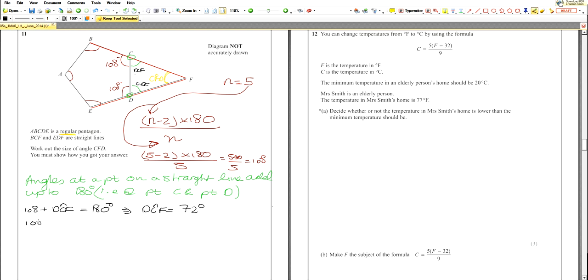Similarly, 108 degrees at point D now. So that's going to be angle CDF. That's also equal to 180 because angles at a point on a straight line equal 180. Therefore, CDF, you want to rearrange the equation to work it out. Opposite of adding 108 is minus 108. That is also 72.